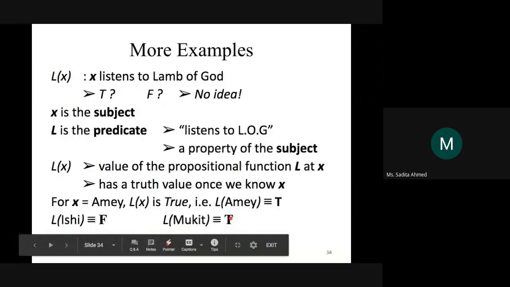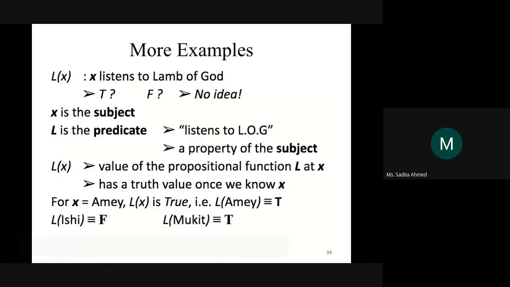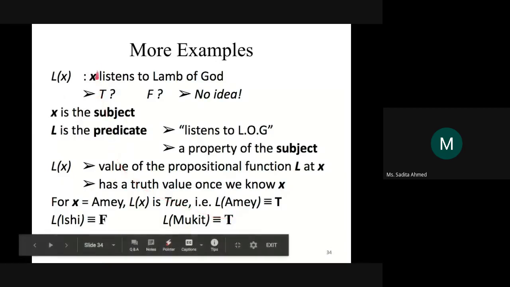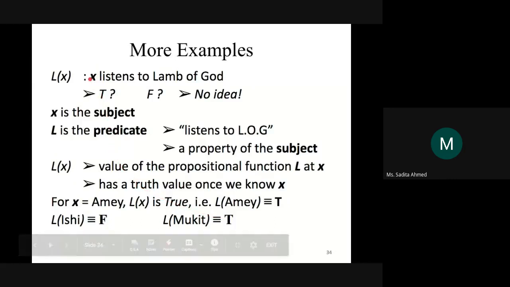Similarly, some other person, maybe they don't listen to Lamb of God, then it will equate to false. Another person listens to Lamb of God, it will be true. It's just like if I talked about this entire class here. If x can be anybody from this entire class, whether the statement is true or false depends on who that person is, right? Unless you specify the person, you can never tell whether the statement is going to be true or false. So unless you specify x, it's a propositional function at x. Once you specify x, it turns into a proposition which has a definitive truth value of either true or false. Any questions so far?